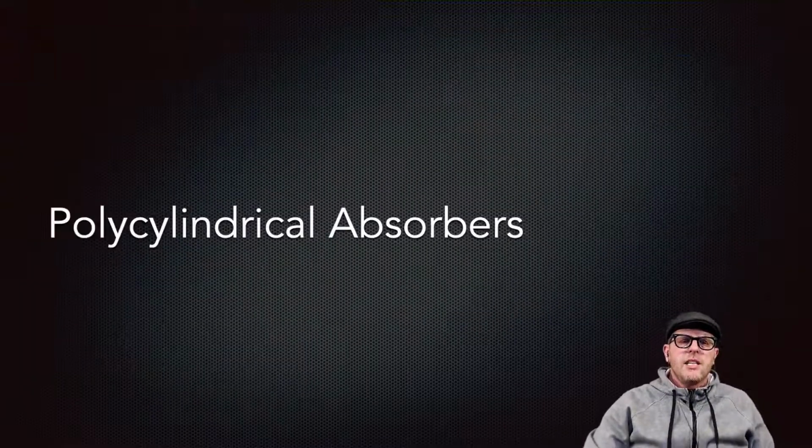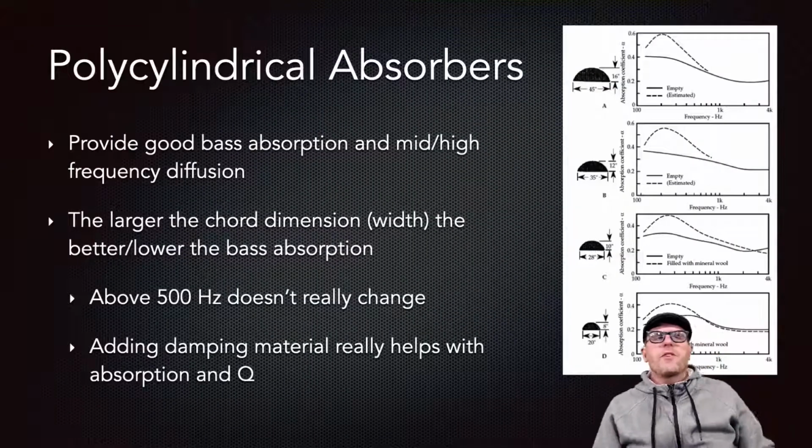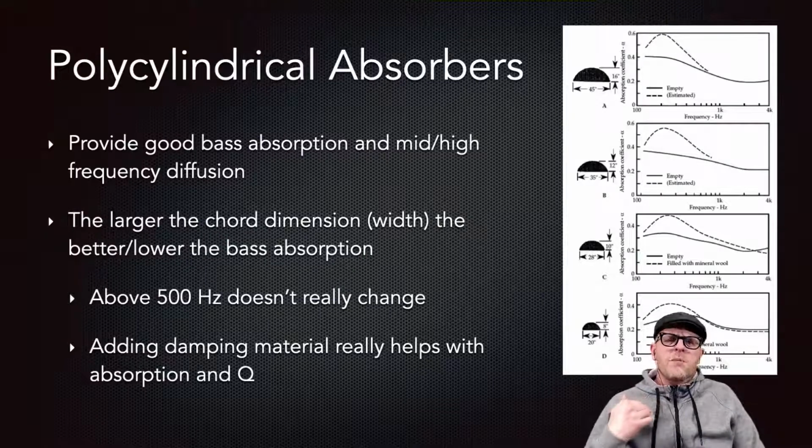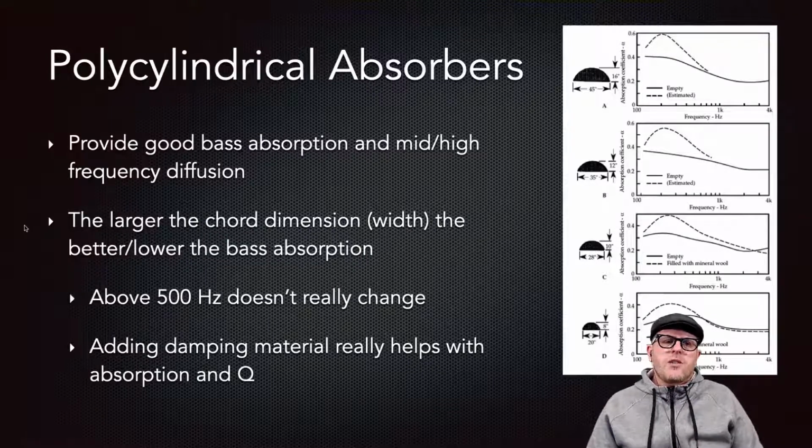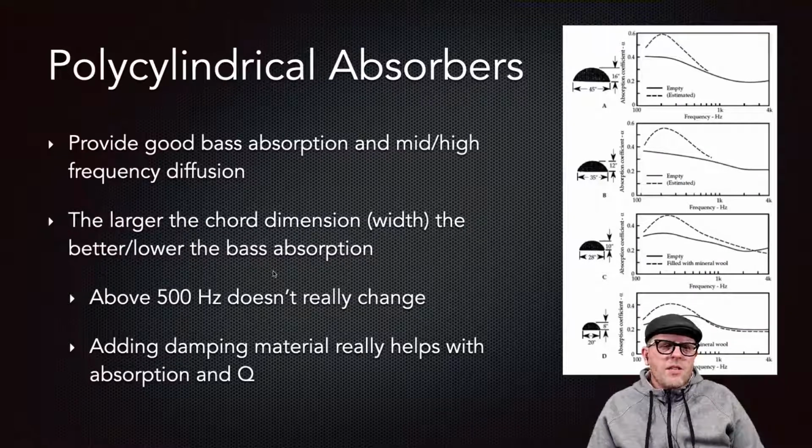Pretty cool. So we talked about these polycylindrical diffusers before, but we can also do these polycylindrical absorbers. So what we do is 45 inches wide by 16 inches curve, and then using something like, I don't know what they're using for the material. But we can see that we're getting some, if you fill it, so this is empty, and then this is estimated. I don't know why they're doing the estimated there. So this is pulled just from the book.